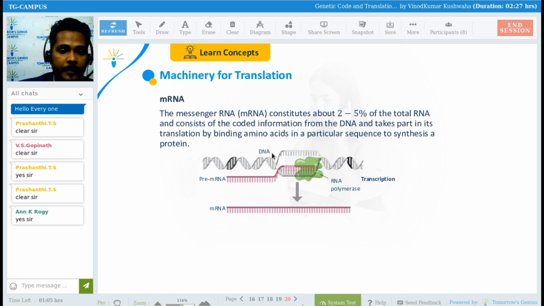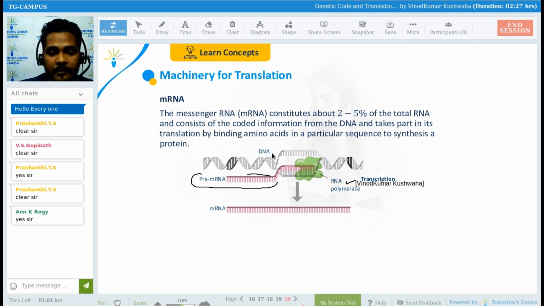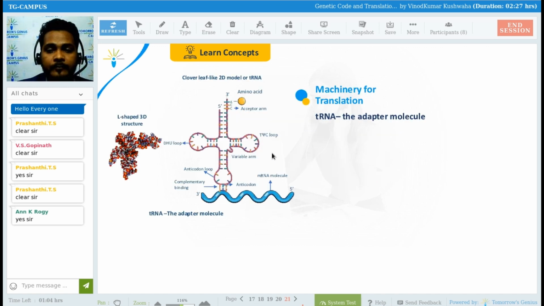Now come to the mRNA. Now you know very well about the mRNA. So the messenger RNA or mRNA constitutes about 2 to 5% of total RNA, and consists of codons, meaning they have codon information from the DNA, and they take part in the translation by binding amino acids in a particular sequence to synthesize a protein. So this is the pre-mRNA after the RNA polymerization. Now this is after transcription. Now this is the complete mRNA strand. So this mRNA strand is going to pass in the tunnel of ribosomes, okay, at the time of protein synthesis.